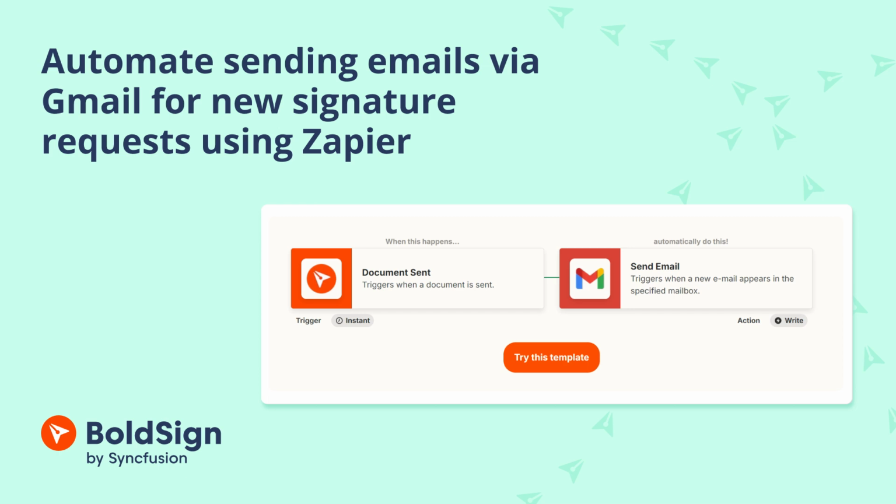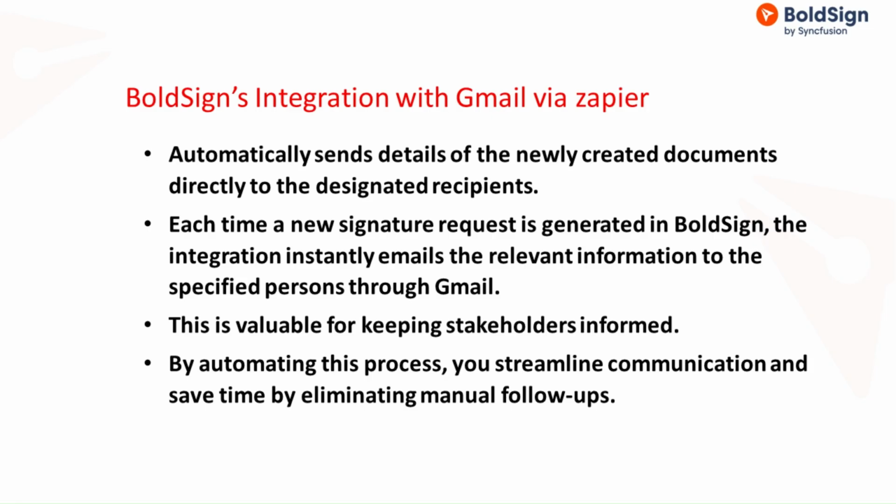In this video, you will learn how to automate sending emails via Gmail using Zapier when new signature requests are sent from BoldSign. In BoldSign, users can automatically send details such as name and email ID from the newly created signature request documents directly to the designated persons. Each time a new signature request is generated in BoldSign, the integration ensures that the relevant information is instantly emailed through Gmail to those persons.